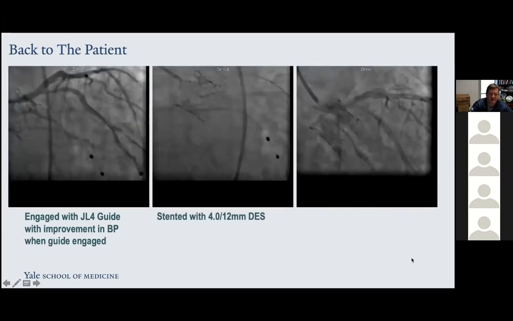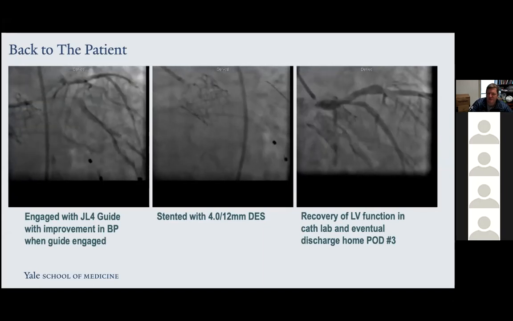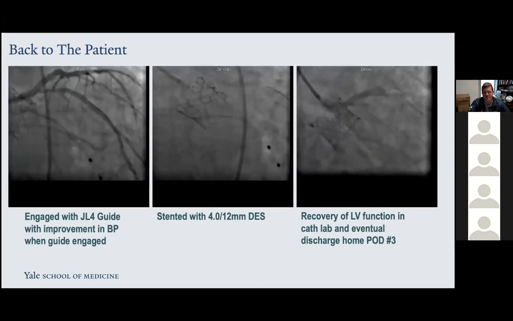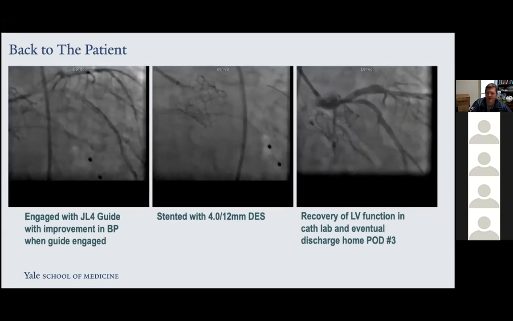We'll talk about this next. Stented with the 4012 drug-eluting stent, and the patient had great recovery. Actually had recovery of the LV function in the cath lab and was discharged home on postoperative day 3.